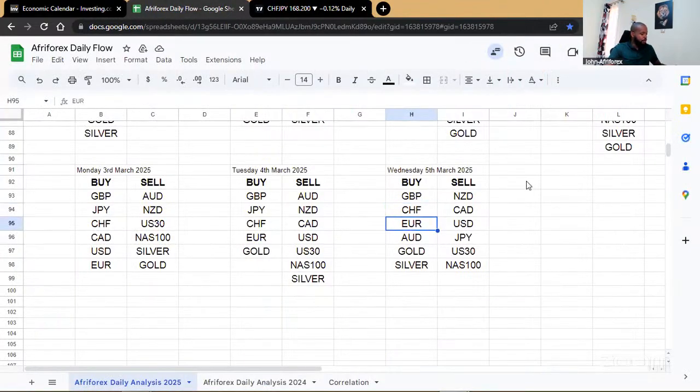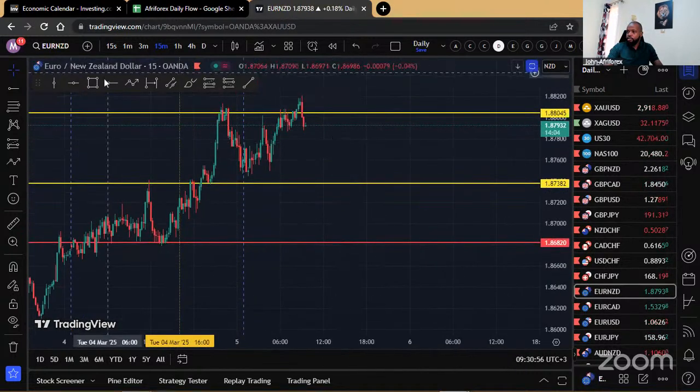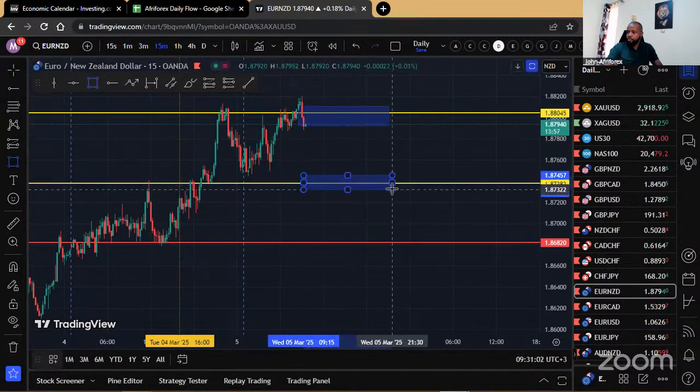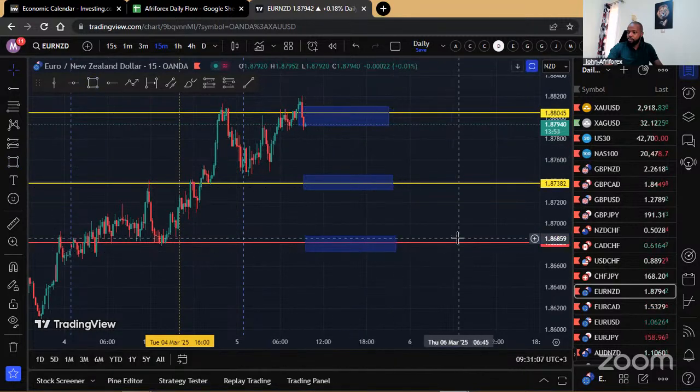So right now we're going to move on to the euro currency pairs. We're going to start off with the euro against the New Zealand dollar. For this one, we're going to be trying to see whether we can get some buying opportunities. So these are the three areas that we've mapped out. You will also see that the euros have been showing a lot of strength, a lot of good correlation happening across the board on that front.